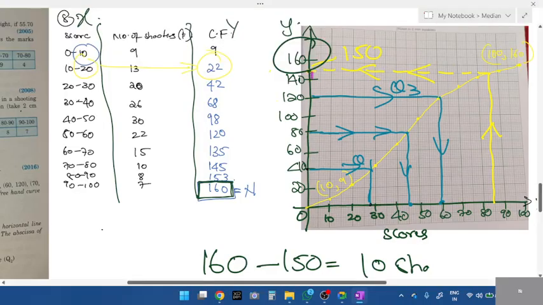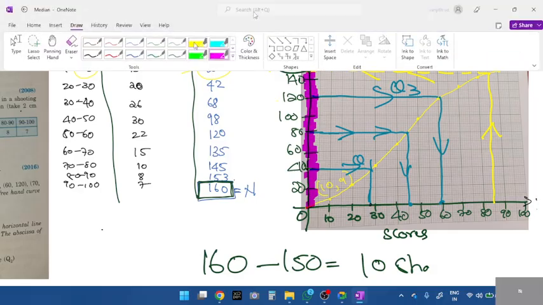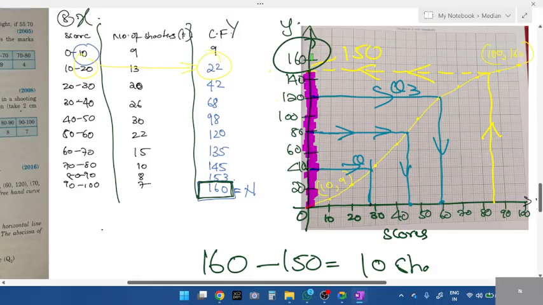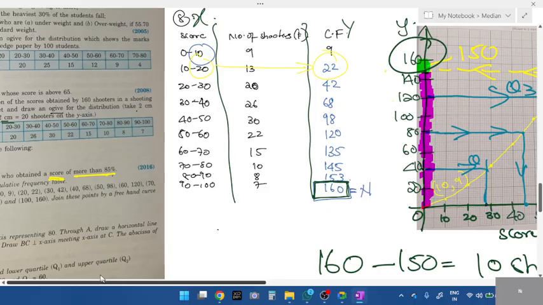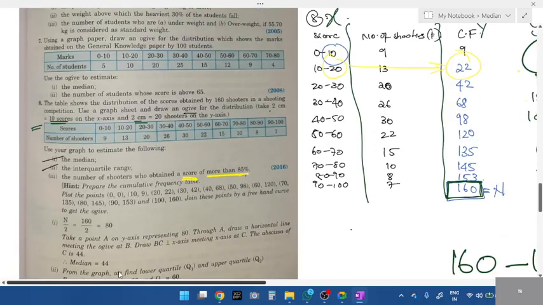Look here, stop writing. Less than is this pink line, pink one. From 0 to 150 would have been the answer. So the answer is 150 for that. But they have asked more. More is this green part. 160 minus 150 is 10. But they have got around 9 as the answer.